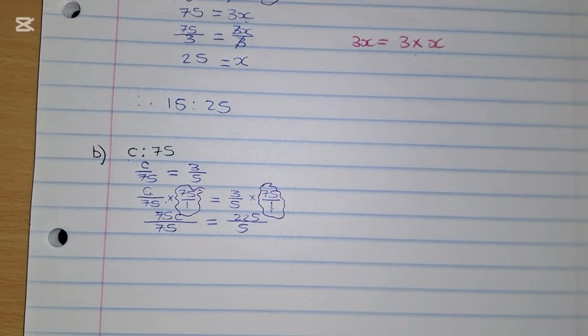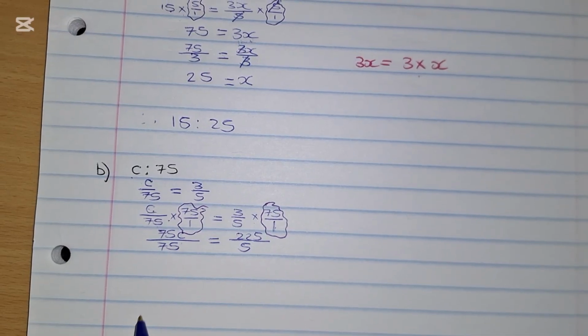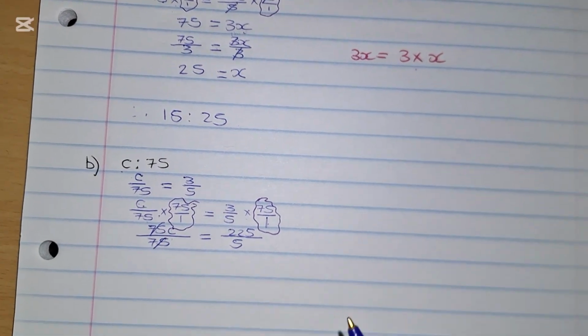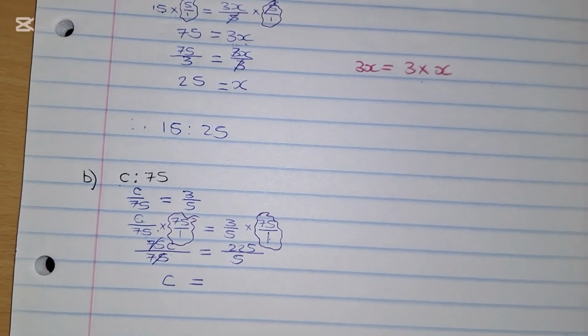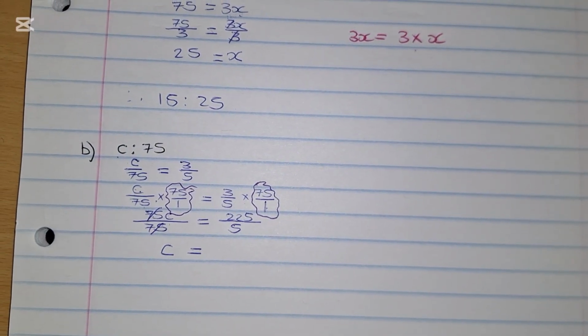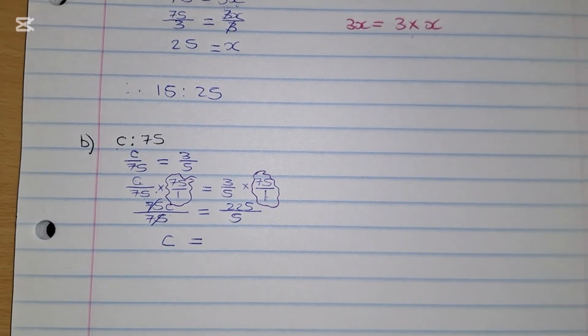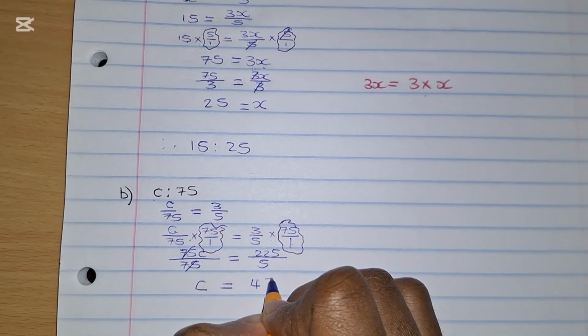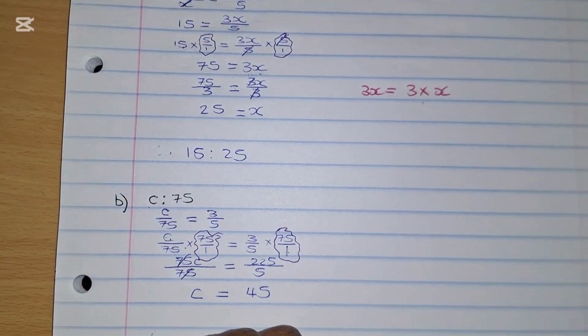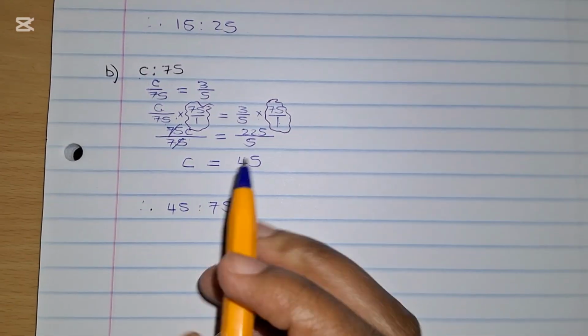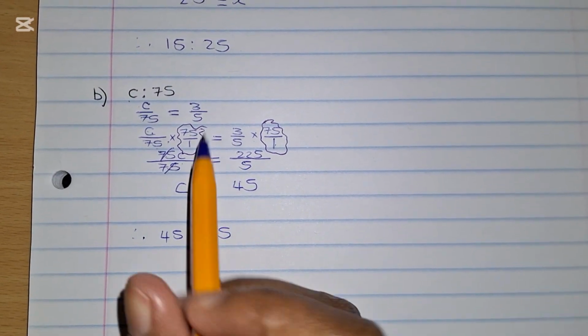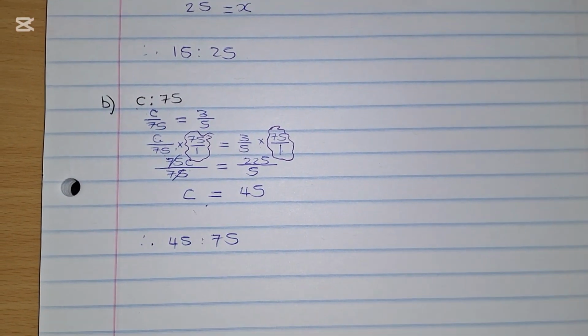The C is still not alone. But then now, what can I do? These two cancel each other out. C is equal to, if you need to do long division, you can, and you'll get the answer 45. Meaning it is 45 to 75, because C is what we were looking for.